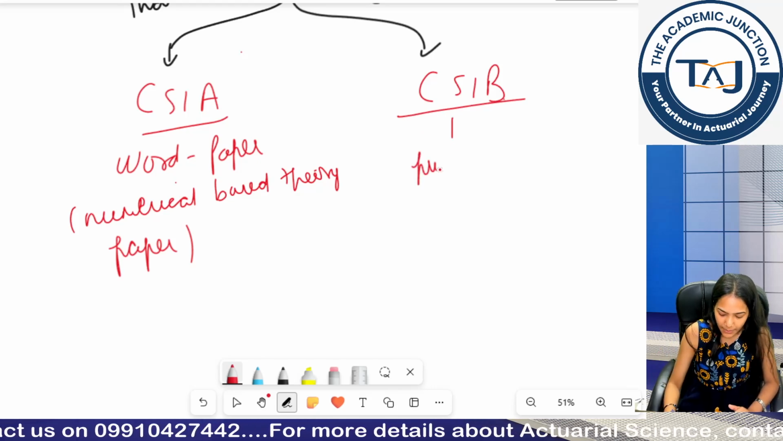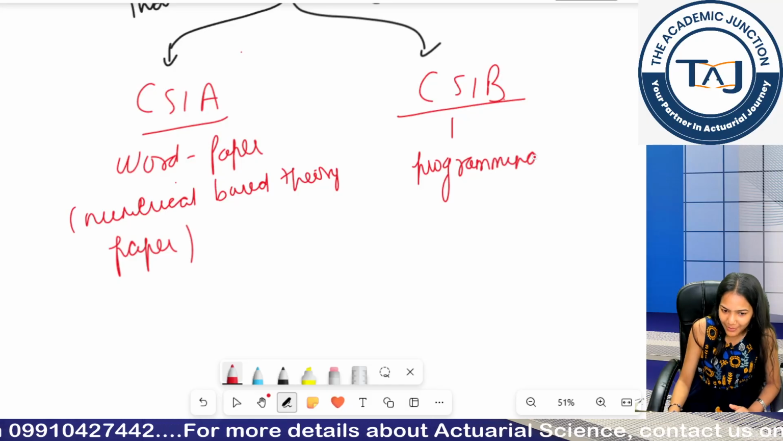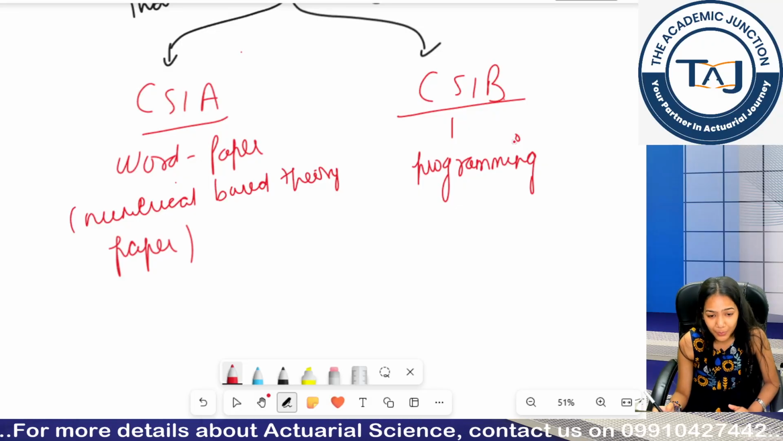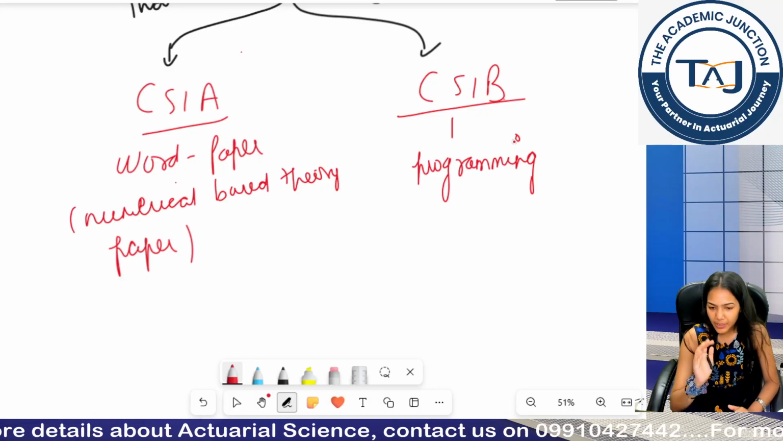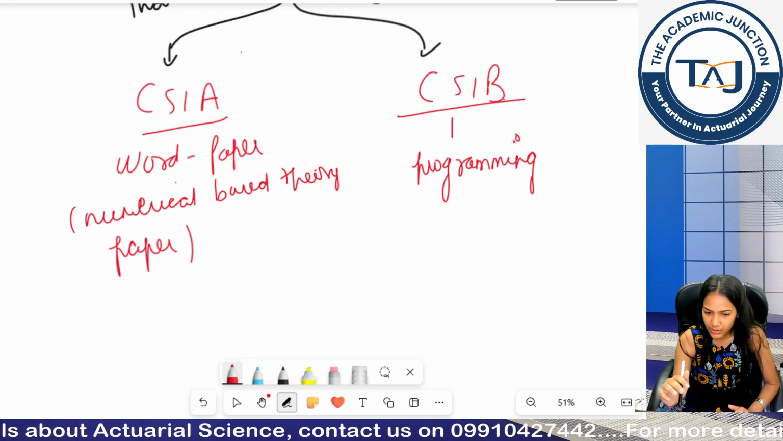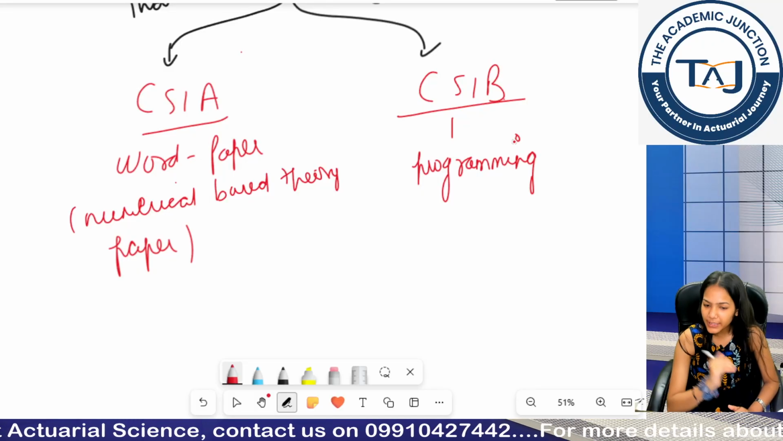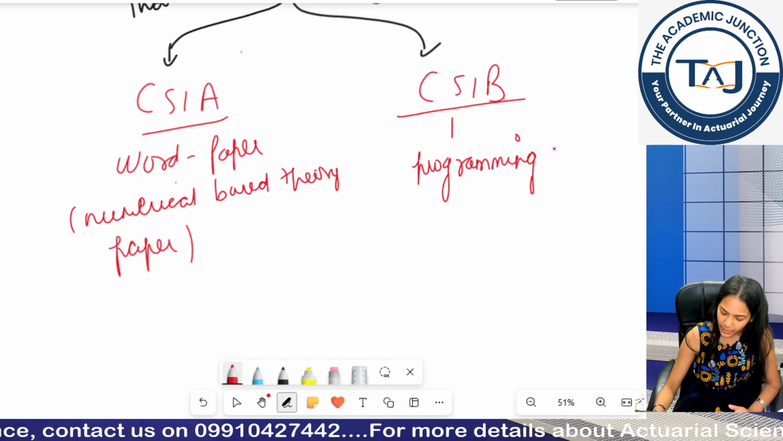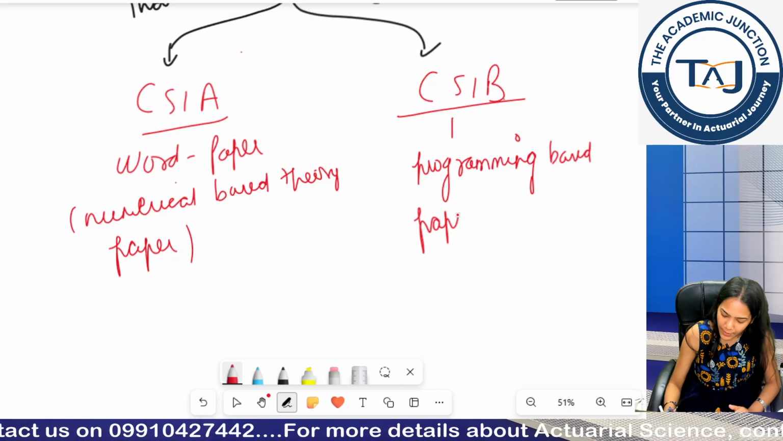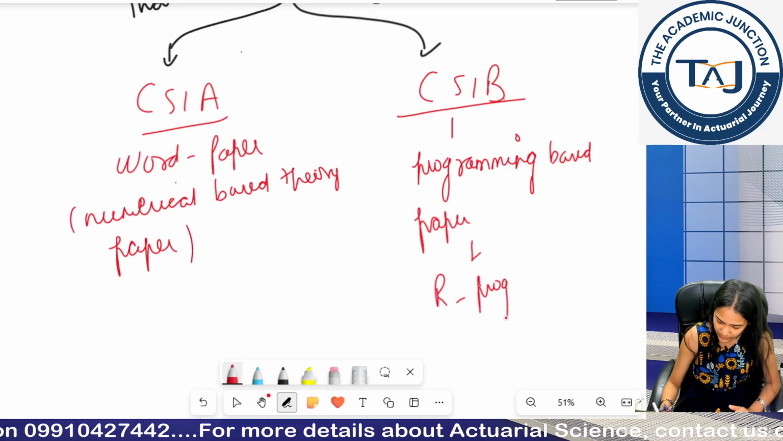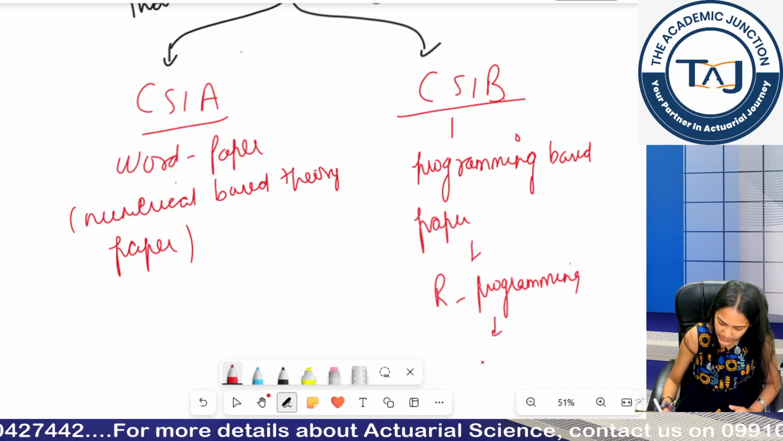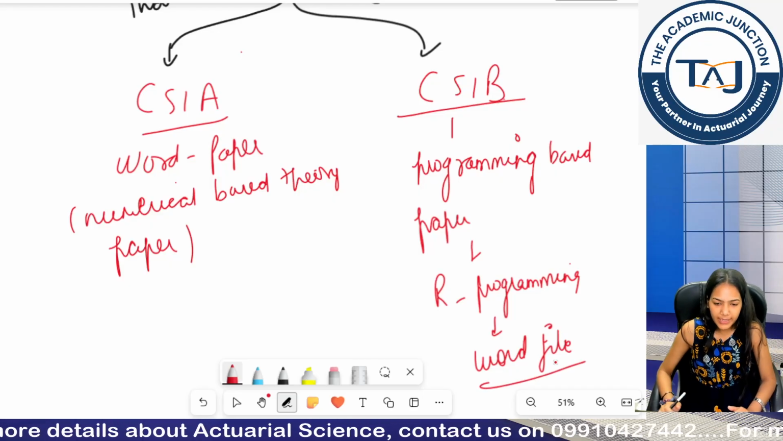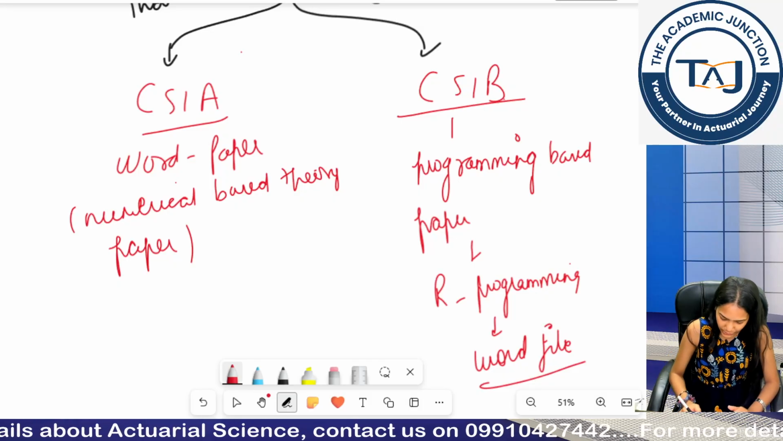CS1B is a programming-based paper. I know many students might be afraid of programming or coding, but don't worry, guys, this is an R programming based paper. Even if you do not have any coding background, don't worry. We will learn from scratch how to proceed with R programming, and then we will master it. You will be working with R software and submitting a Word file in the exam. We will learn how to submit the Word file, which is a minor topic to be covered.